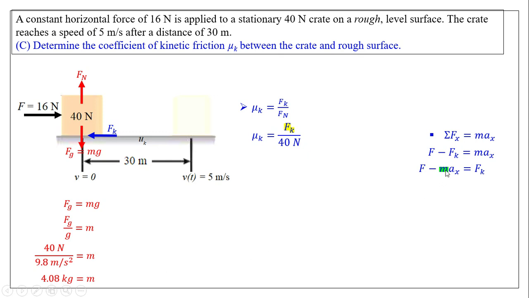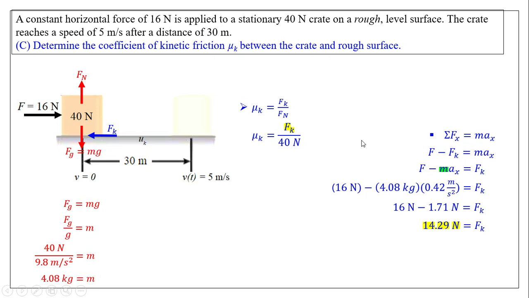So therefore, I can substitute this in, okay? Here F is 16 newtons. The mass I just found is 4.08 kilograms. The acceleration is found in part A, which is 0.42. And here the only thing that's unknown is my f of k. So if I simplify this on my calculator, I should get 16 minus 1.71. And then we simplify that further, we should get a value of 14.29 newtons.